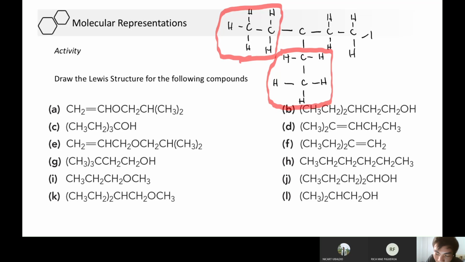Disoriented. Ang init eh. Ang init, no? Unless naka-aircon pa yan.